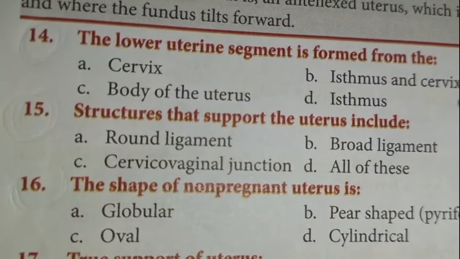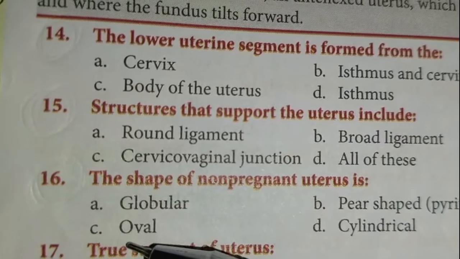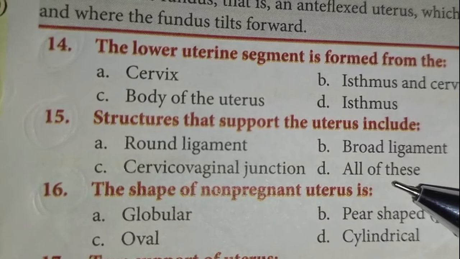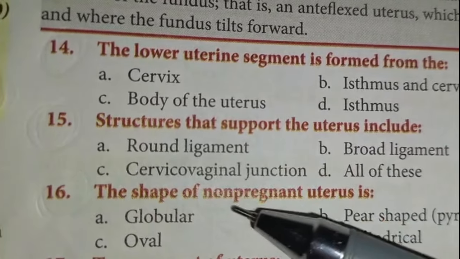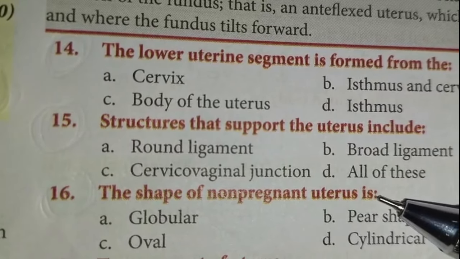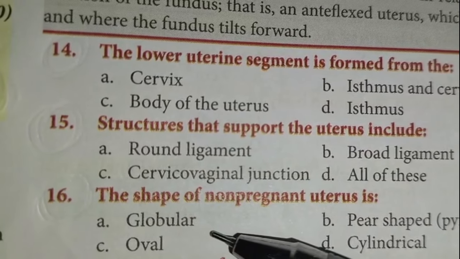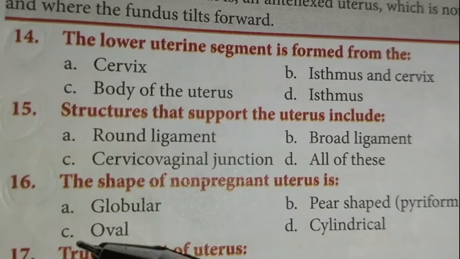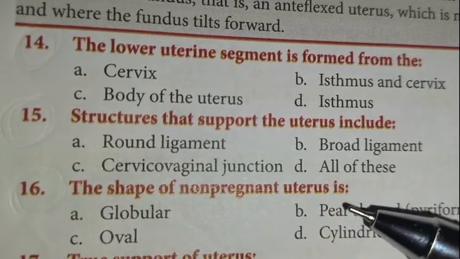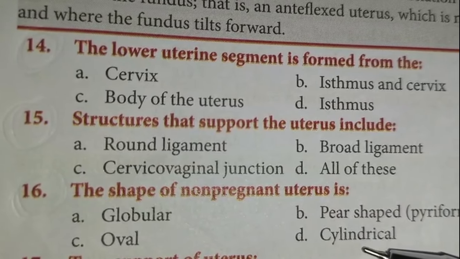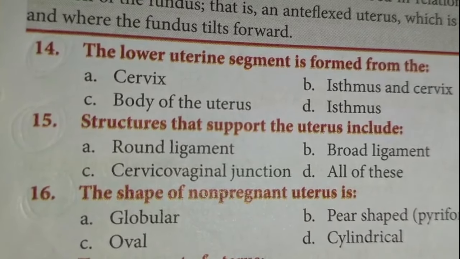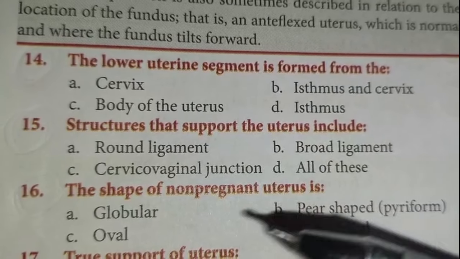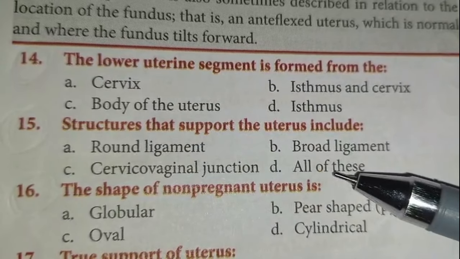And the next important question is, the shape of non-pregnant uterus is. Once again, the shape of non-pregnant uterus is option A globular, option B pear-shaped, option C oval, and option D cylindrical. And the correct option is option B pear-shaped. The shape of non-pregnant uterus is pear-shaped.